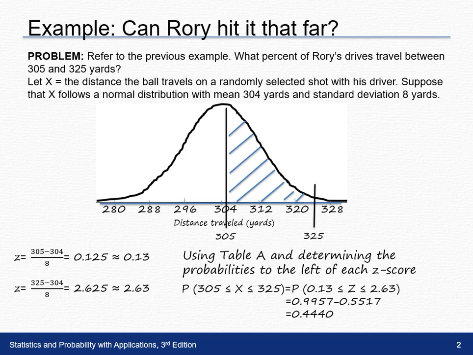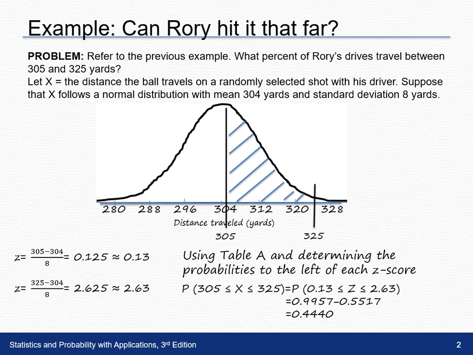So that's going to give us, to the left of the z-score of 2.63, 0.9957. To the left of the z-score of 0.13 is 0.5517. Subtracting them gives us this probability. So about 44% of Rory's drives travel between 305 and 325.